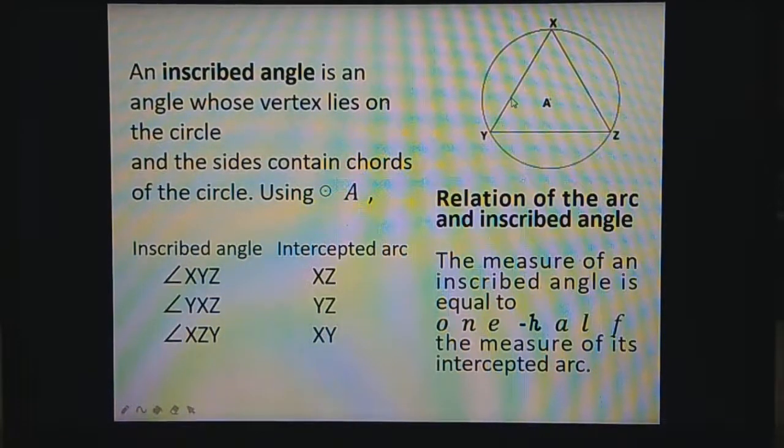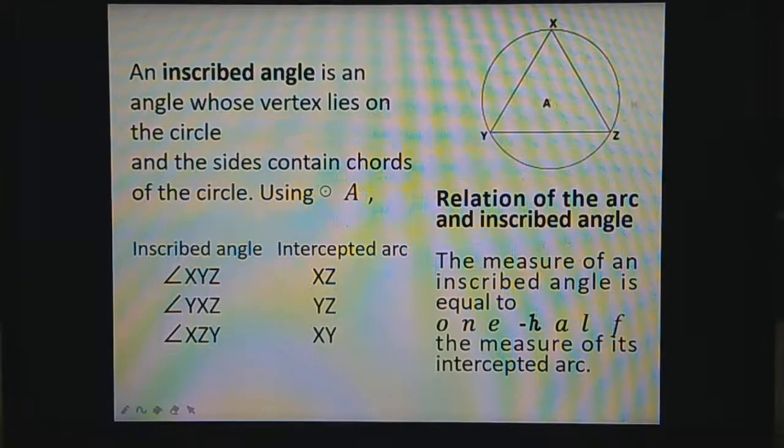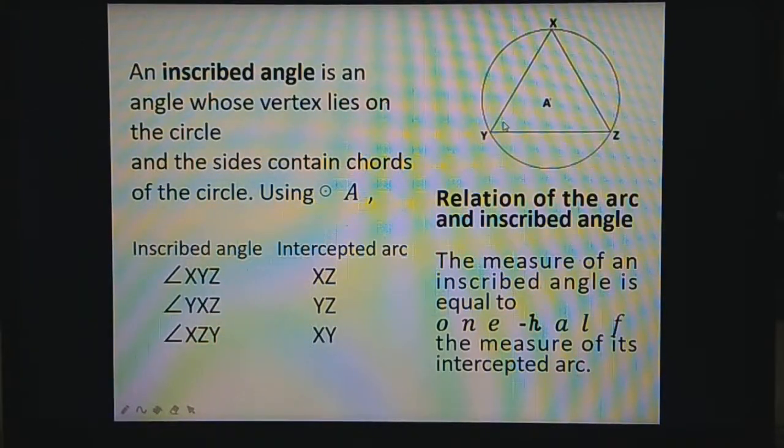So, the first inscribed angle is X, Y, Z. So, the vertex is Y. So, this angle ang tinutukoy ko. So, X, Y, Z. Tingnan mo yung vertex niya, Y. Alin ang kanyang intercepted arc? So, yung katapat, syempre. Ito. Yung endpoint nung kanyang chord, X, at itong isa, Z. So, yung intercepted arc niya is XZ because this is our inscribed angle.